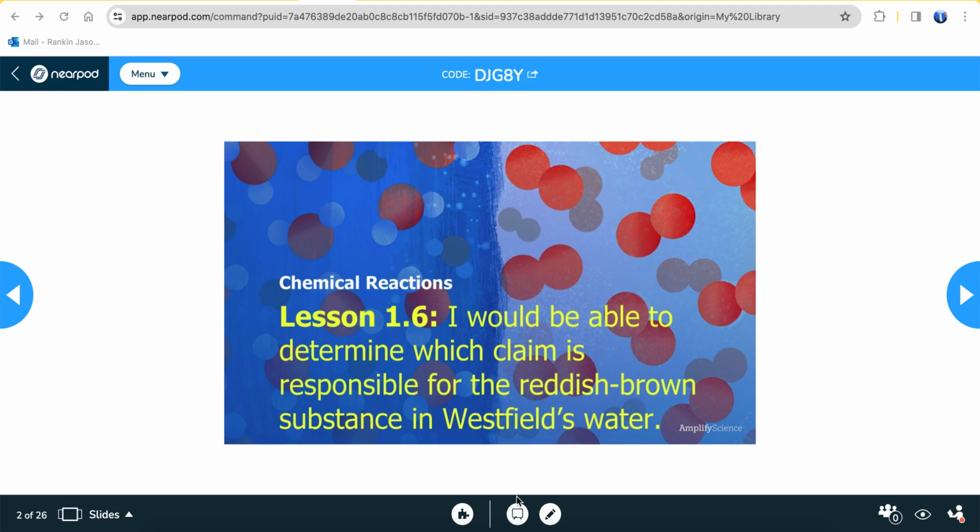Students, this is your lesson 1.6 for chemical reactions. Your teaching point in your notebook: I'll be able to determine which claim is responsible for the reddish brown substance in Westfield's water. Again, I would be able to determine which claim is responsible for the reddish brown substance in Westfield's water.